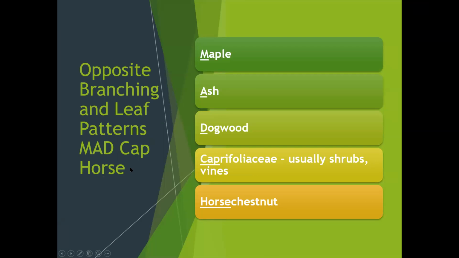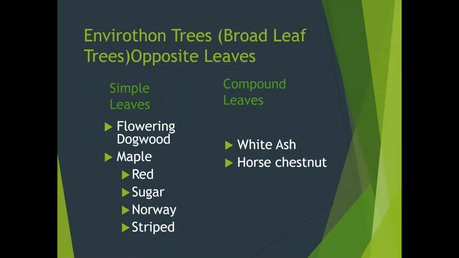Oh, good. Okay, so the MAD CAP HORSE, there's fewer opposite trees in general. So we have maple, ash, and dogwood. So that's the MAD part. And CAP is Caprifoliaceae, which is usually shrubs and vines, so you don't need to worry about that. But there's also the horse chestnut. That's the HORSE part. So you guys really have to remember MAD HORSE, I guess, is what we're really talking about here.